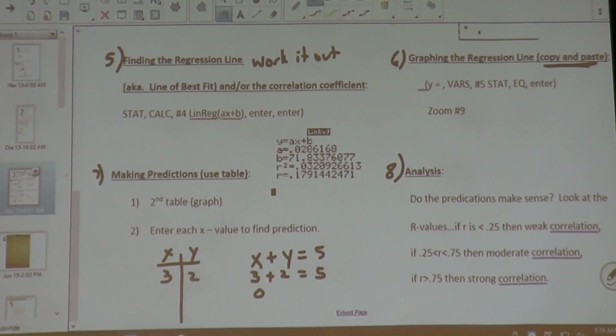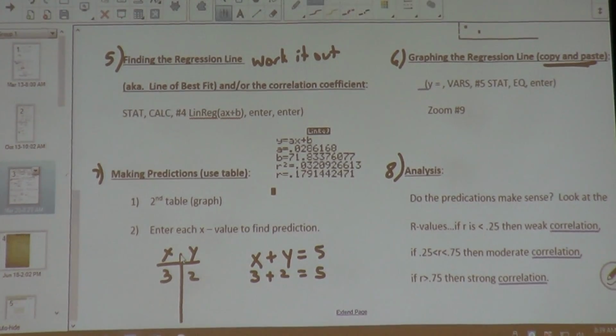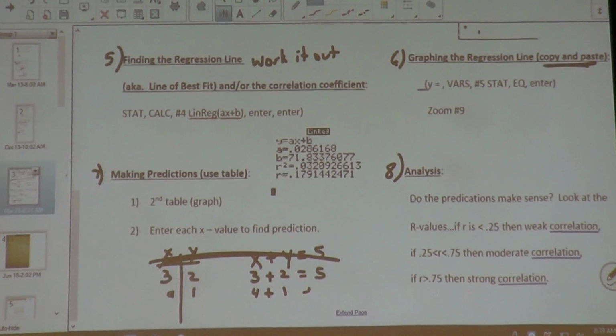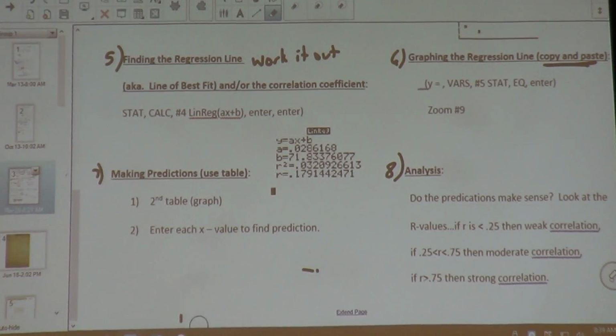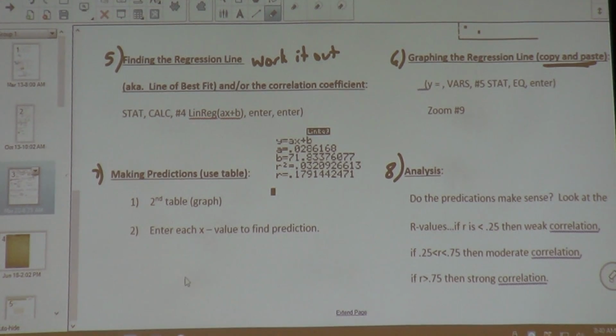And if y is 1, what is x going to be? 4. Remember doing that back in Algebra 1? Well, y'all, this problem isn't that easy. We wish it was, but it's not that easy. So we're going to let the calculator do this for us.